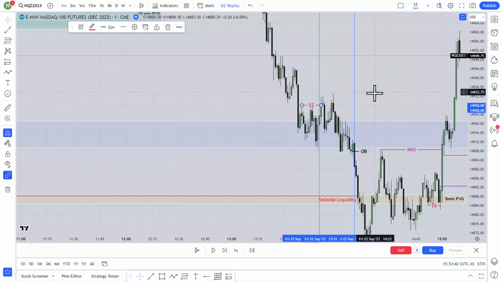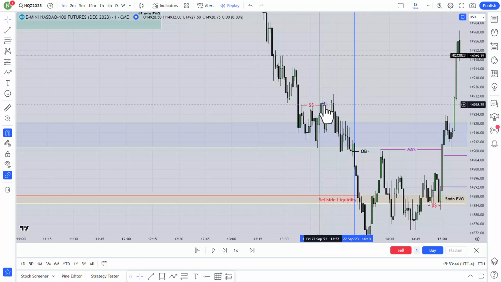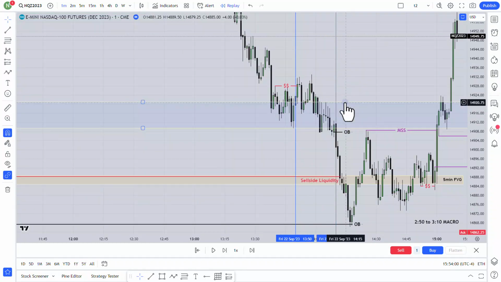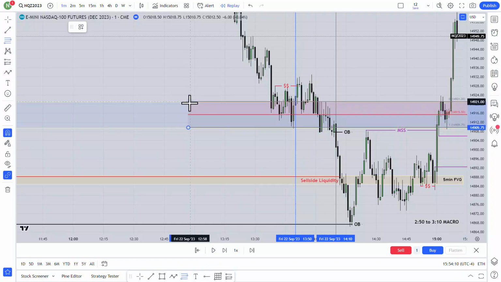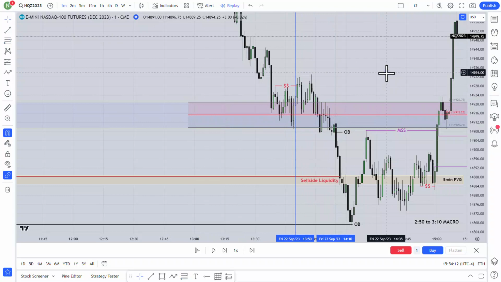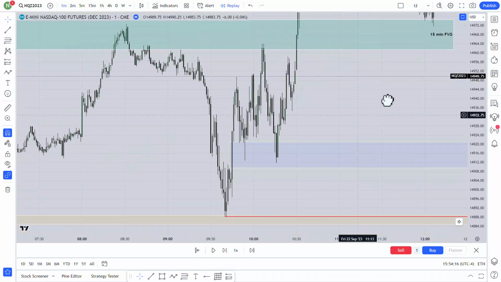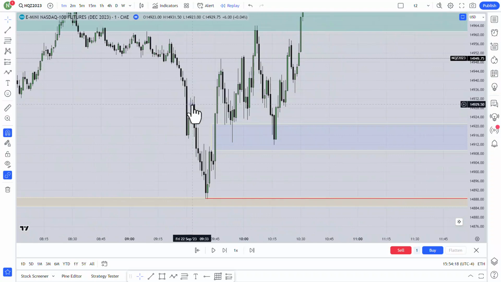It has made some highs, then cleared the buy side liquidity, closed below this fair value gap. Then when I saw this, it has closed below the fair value gap, I marked the consequent encroachment of this fair value gap.